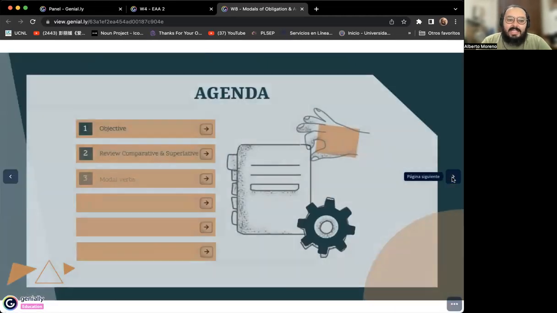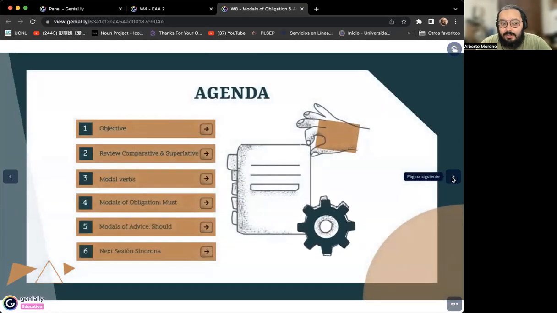So, the agenda for today: we have the objective first, then we have the review for comparative and superlative, then we have the modal verbs, the modals of obligation must, the modals of obligation should, the modals of advice should, and what we are going to do in the synchronous session.